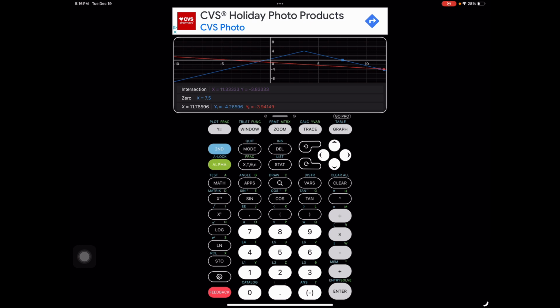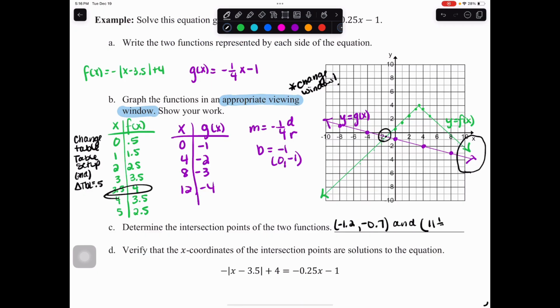We don't write repeating decimals. And then -3.83 repeating, which if you change on your graphing calculator will be -3 and 5/6. So we're going to go back and write those down. Our other one is 11 and 1/3 and -3 and 5/6. And then underneath that, I want us to put a quick little note of what we did to get this. We use the intersection function on the graphing calculator.